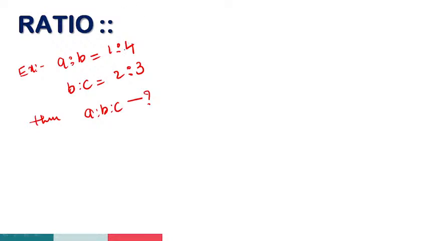Look at the screen, guys. First of all, I am going to use the basic method. So here A is how many parts? One part. B is how many parts? Two parts. Again B is how many parts? Two parts. So C is how many parts here? Three parts. Right? A and C are very clear: one part, three parts. But B is four parts in one and two parts in the other.